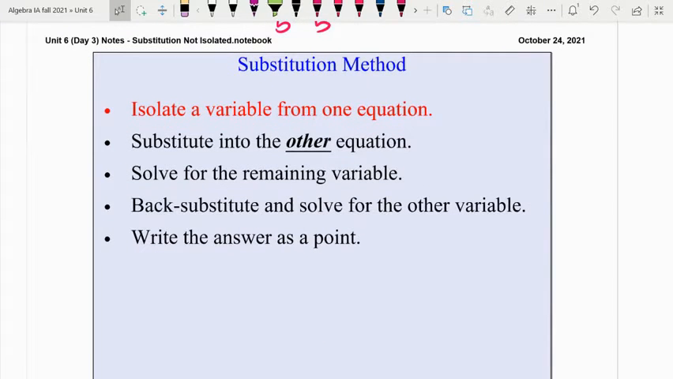So what you're going to do is isolate a variable from one equation, substitute into the other equation, that is critical here, other equation, solve for the remaining variable, back substitute, and solve for the other variable, write the answer as a point, meaning x comma y.